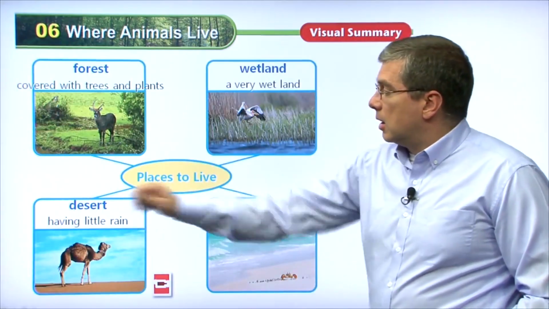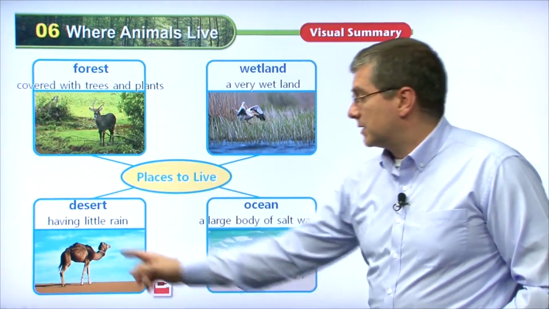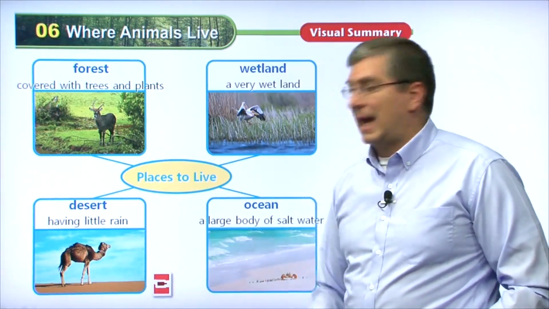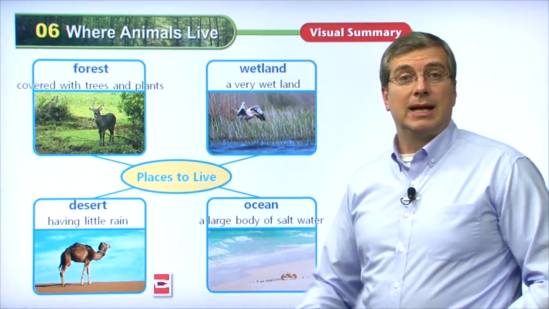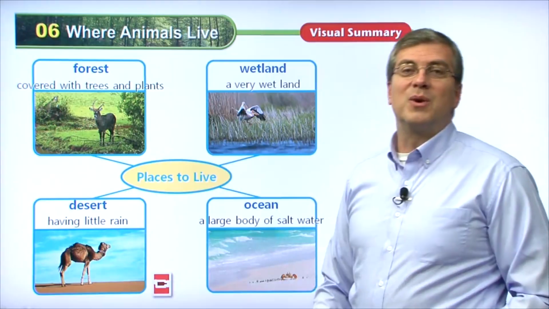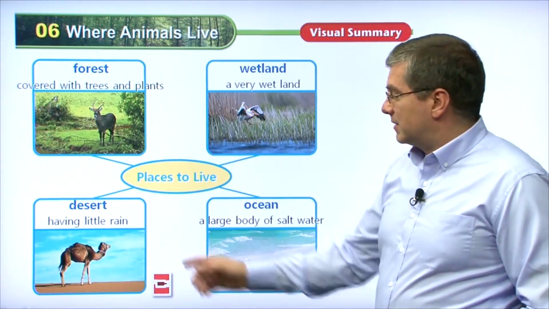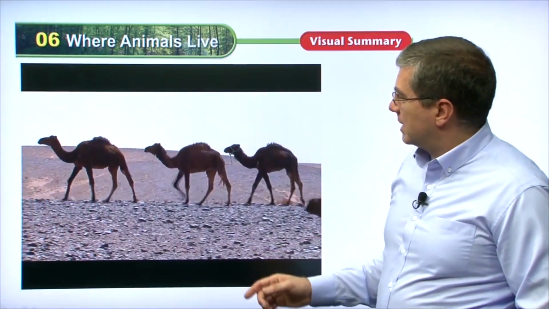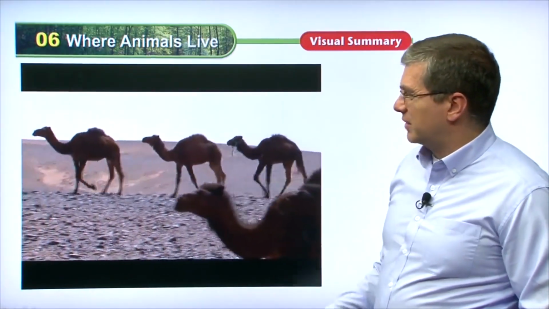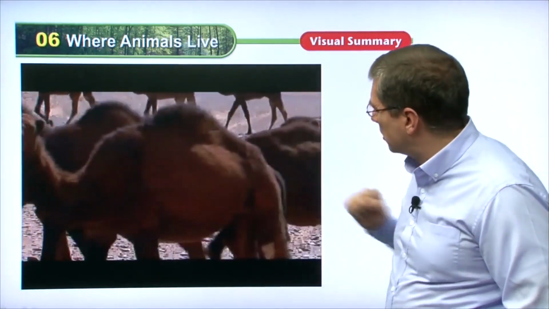Okay, let's move on. The next one is a desert. Desert, of course, is characteristic because it has very little rain, and camels are adapted. Camels can live in the desert because they carry their food and water around with them. They can survive a long time without water. Let's take a look at a video of a desert. And these are camels moving across the desert. Look at how dry it is. There's no water around here, right?